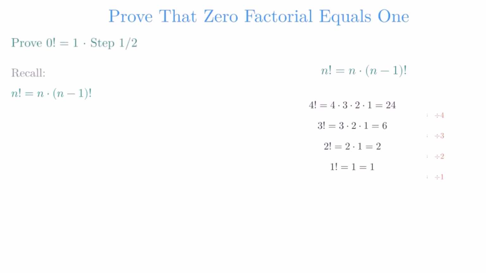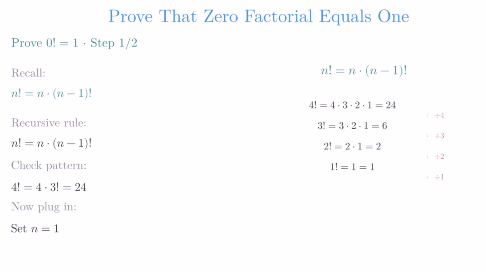Step 1. Start from the recursive definition of factorial. The recursive rule says n factorial equals n times n minus 1 factorial. For example, 4 factorial is 4 times 3 factorial, which gives 24.